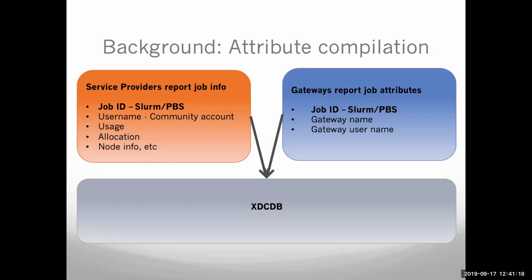Then the gateways come in and they say, oh, by the way, this job which we ran on a cluster with this job ID was for my gateway and for this particular user. When that information reaches XDCDB, the XSEDE central database, it gets combined based on the job ID, which should match. And then we have a better record from both sides of who ran the job and whom it actually ran for in reality.